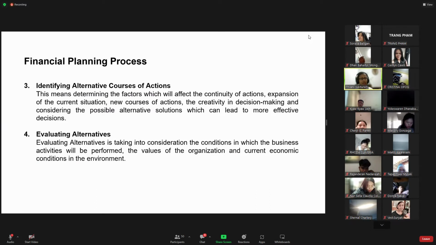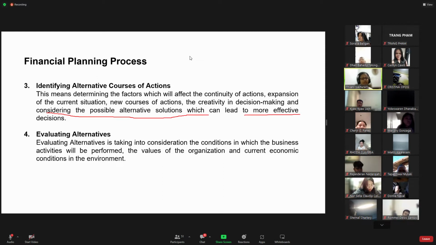Then you look at any other alternatives. Are there any other solutions? Alternatives means other options that you can take, right? So this means it will also have an impact on actions or expanding the current situation. Then, are there any new courses of action? Is there creativity in your decision making? You have to consider all the possible alternative solutions, which can lead to more effective decision making. Once you have identified the alternative actions, you evaluate them, you compare them, right?